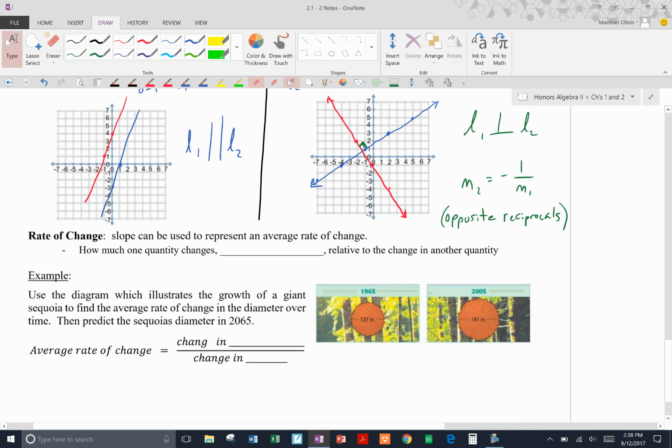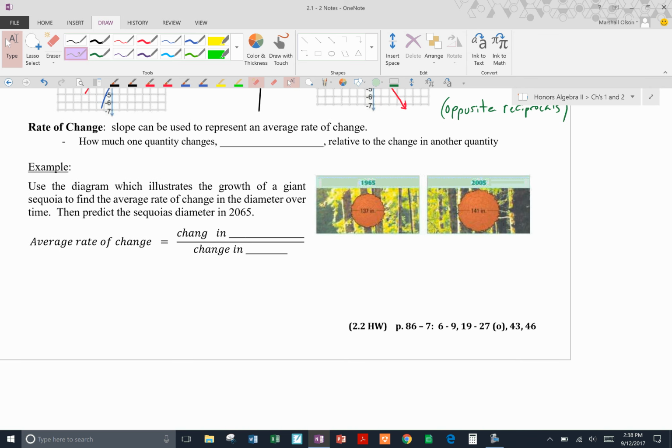All right, moving down to an application of slope, rate of change, or the amount that one quantity changes on average relative to the change in another quantity. Just a small example here to illustrate that. We have a giant sequoia tree, 1965, measured a diameter of 137 inches. 40 years later, in 2005, it had a diameter of 141 inches. Now, assuming that it grew with a linear change, we're going to come up with the rate of change here on average over those 40 years.